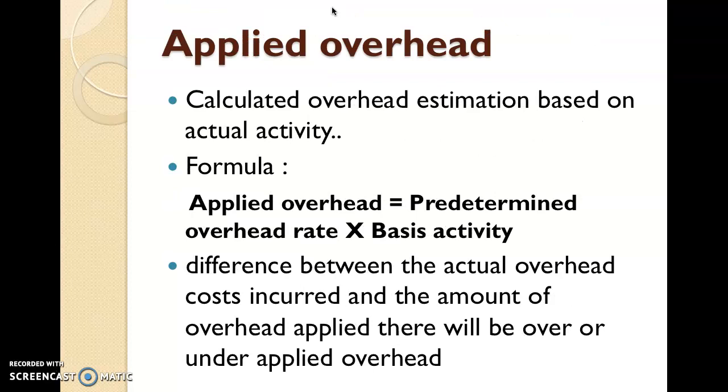What is applied overhead? It is calculated overhead estimation based on actual activity. The formula is: applied overhead equals predetermined overhead rate multiplied by basic activity. The difference between the actual overhead cost incurred and the amount of overhead applied will be over or under applied overhead.